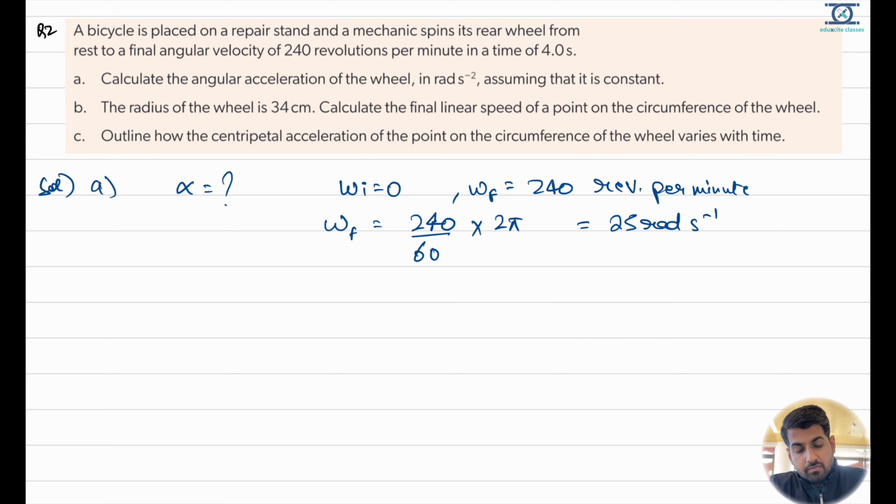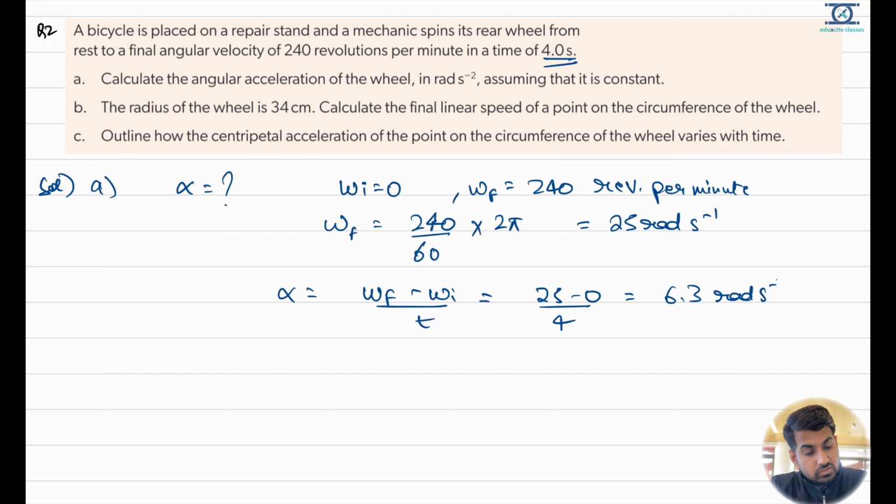Now we know we have omega f, omega i, and we know alpha is nothing but the change in omega, and this happens in 4 seconds, right? So alpha is omega f minus omega i by t, which is 25 minus 0 upon 4. So you will get 6.3 radian per second square. That is the unit for angular acceleration. I hope it is quite clear.